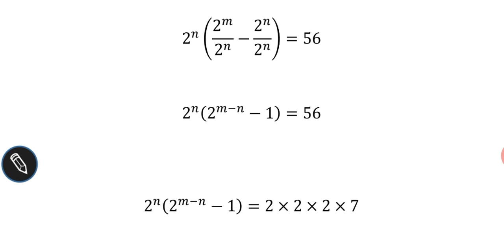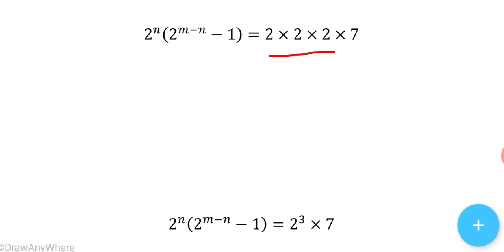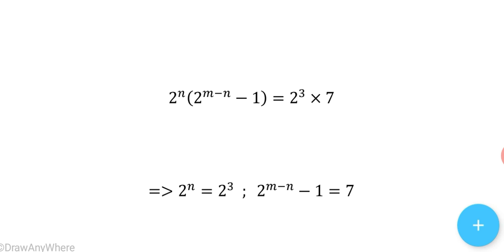So now 2 into 2 into 2 can be written as 2 cube. So 2 power n into 2 power m minus n minus 1 equal to 2 power 3 into 7. So now we can equate 2 power n equal to 2 power 3 and 2 power m minus n minus 1 equal to 7.